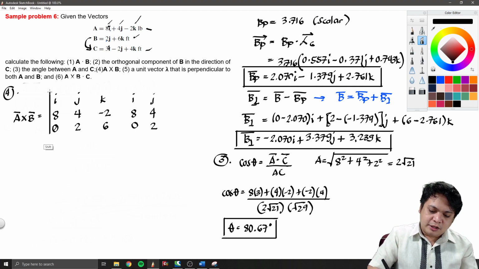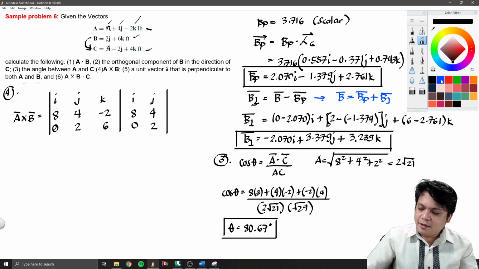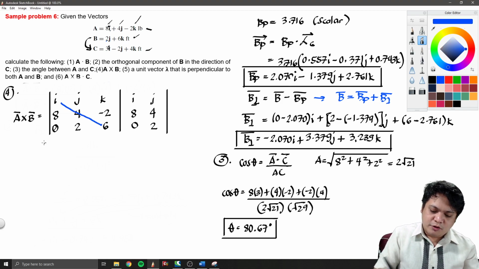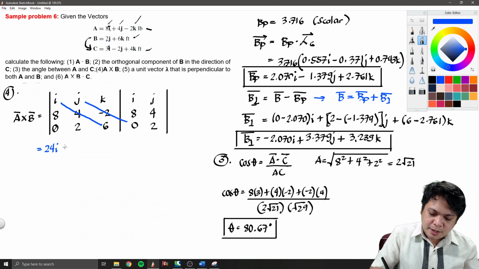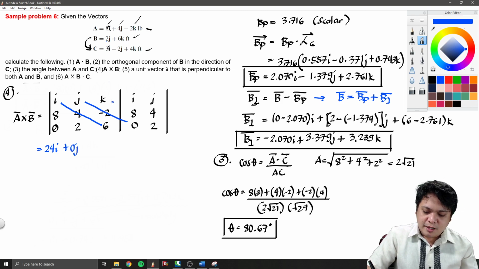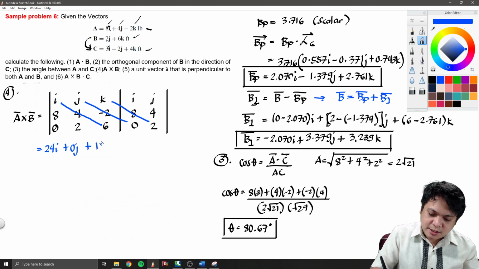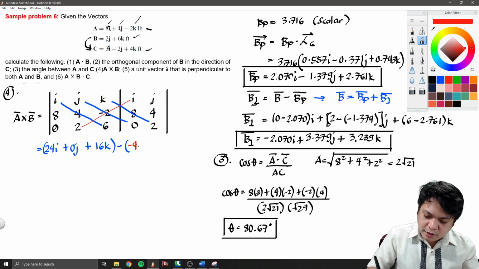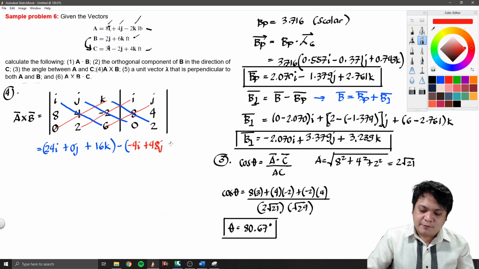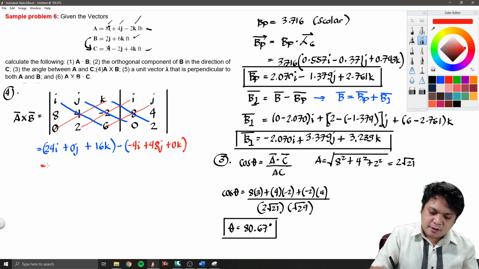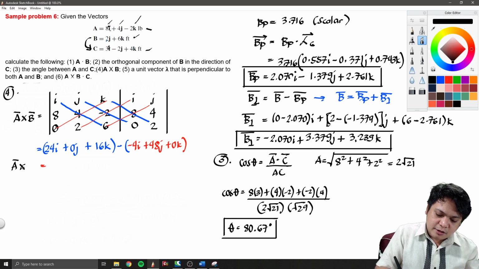Alright. So, ito yon yung determinant niyan. Okay? So, unahin ko muna to. So, you will be having here 6 times 4, 24I. Plus 0J. Kasi 0 na siya. And then, you will be having here plus 16 of K. Minus. Baliktad sa I muna. So, negative 2 times 2. Negative 4I. J. 6 times 8 plus 48J. And then lastly, you have 0 times 4 plus 0. Okay? So, final answer, A cross B.